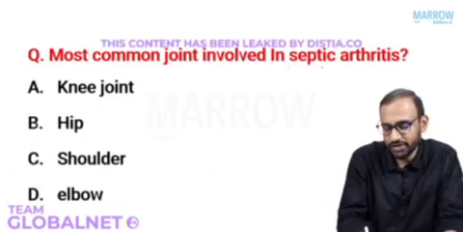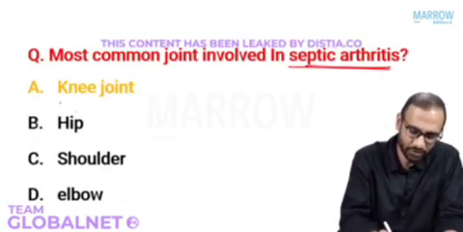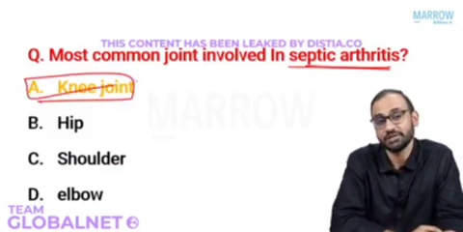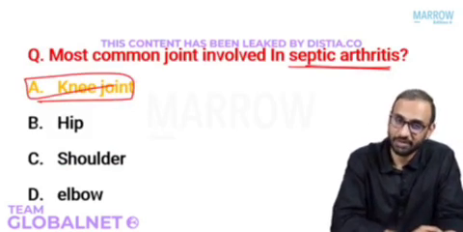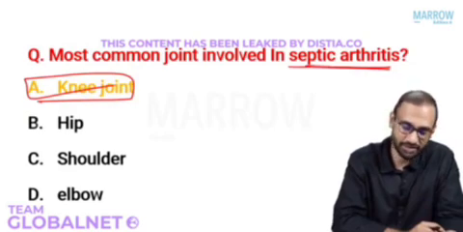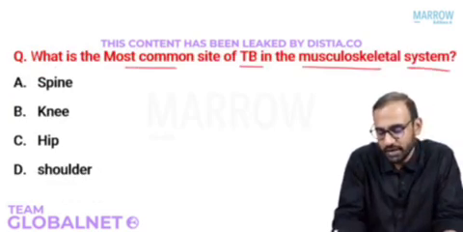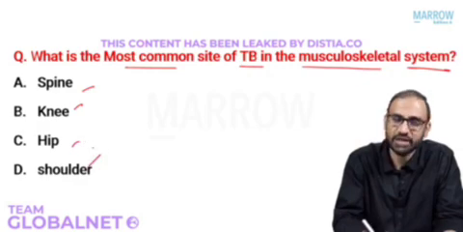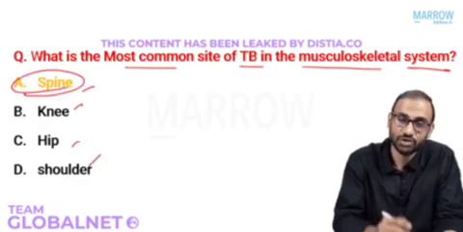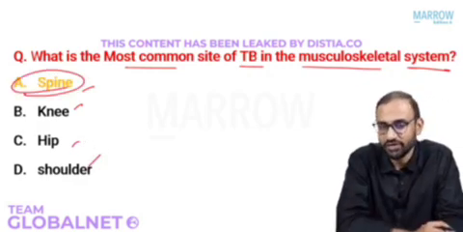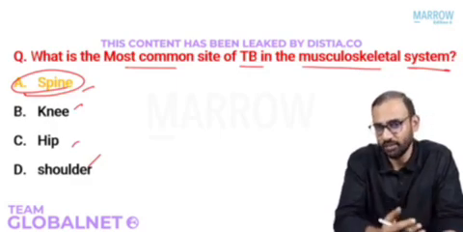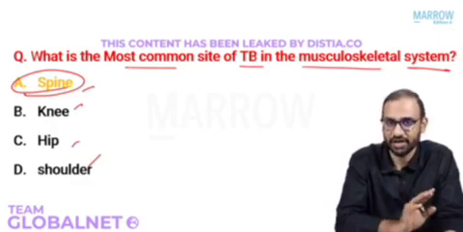Most common joint involved in septic arthritis. Yes, you know this. Knee is the most common joint involved in septic arthritis. But in infants less than 1 year, it is the hip. That is Tom Smith's arthritis. What is the most common site of TB in the musculoskeletal system? Spine, knee, hip, shoulder. It is the spine. The correct answer is the dorsolumbar spine. If that is not given in the options, then you can say dorsal followed by lumbar. And in children, it is the cervical spine.